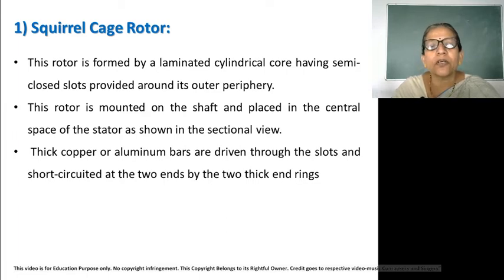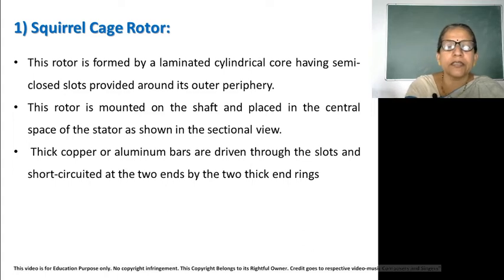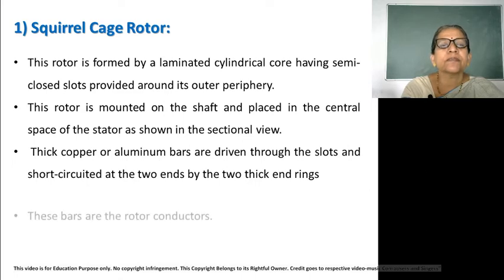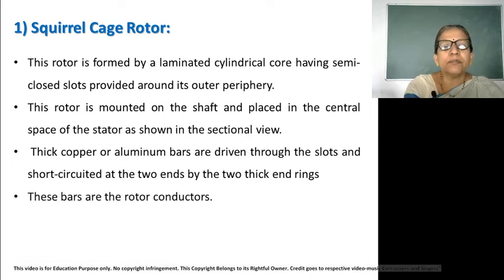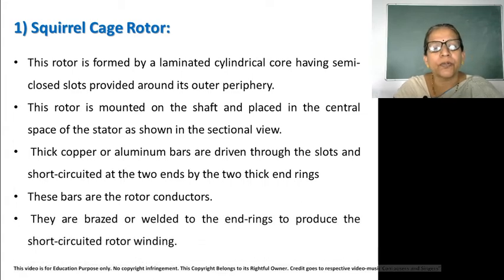In each slot, one bar is placed, and then these bars are short circuited at the two ends by two thick end rings. Why are they short circuited? Because to produce a flow of current, the circuit has to be closed. These thick bars, placed one in each slot, are working as the rotor conductors.